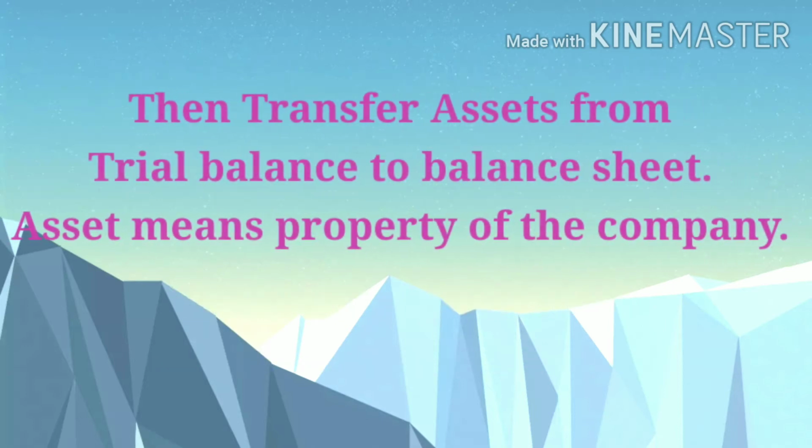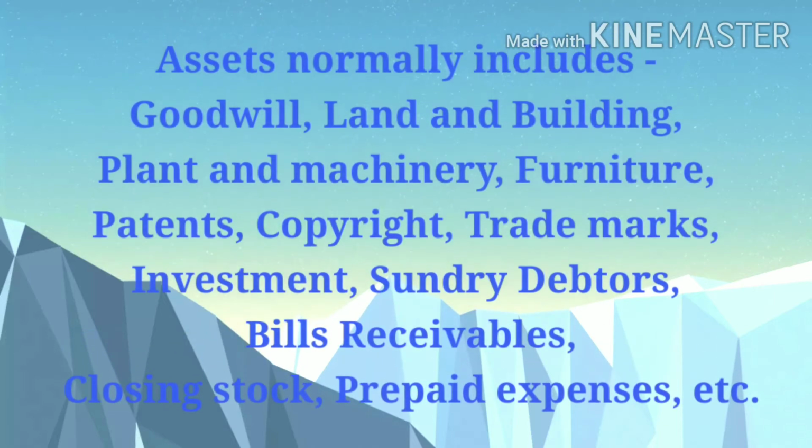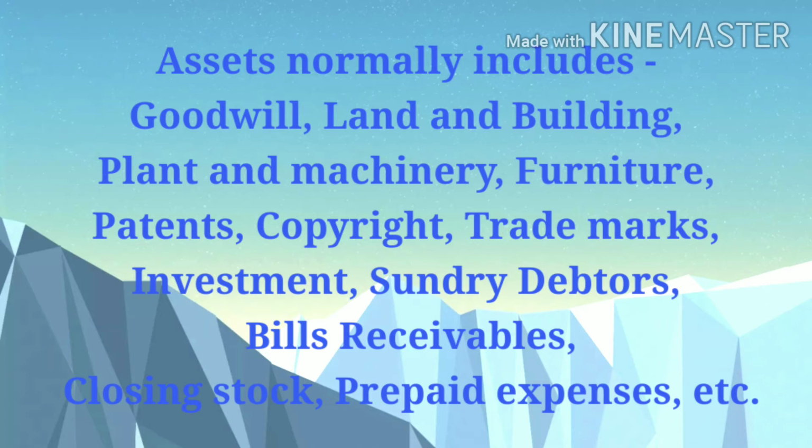And transfer assets from the trial balance to the balance sheet in the asset column. What do you mean by asset? Asset means property of the company or business concern. For example, the assets are goodwill, land and building, plant and machinery, furniture and fixture, copyright, trademark, any type of motor vehicle, any type of investment, sundry debtors, bills receivable, cash or bank balance, closing stock, prepaid expenses, as well as shares, government bonds, etc. are the assets for the company.